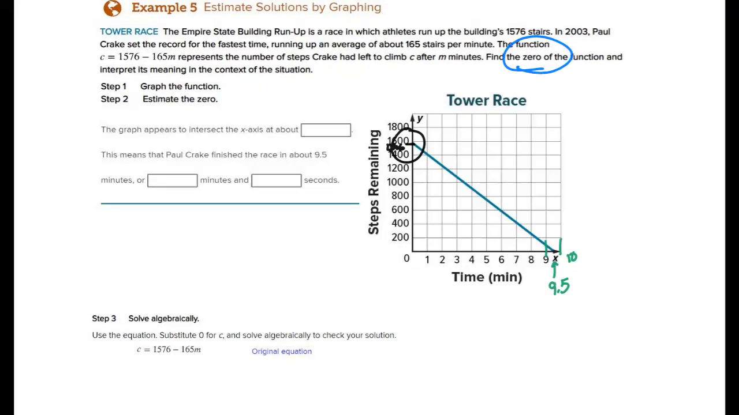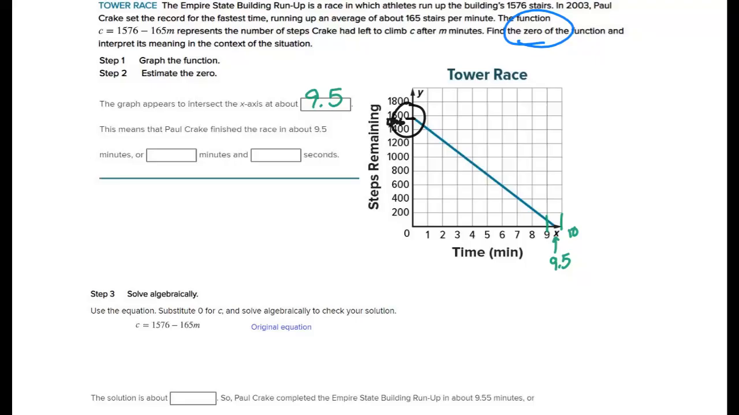All right, the graph appears to intersect the axis at about 9.5. So everybody see that? That means that Paul Craig finished the race in about 9.5 minutes, or 9 minutes and how many seconds?